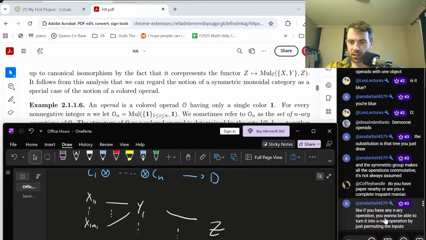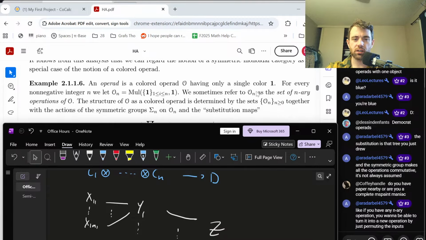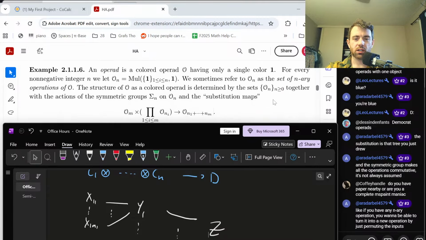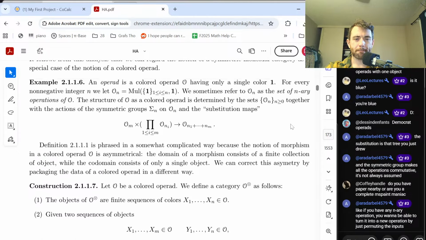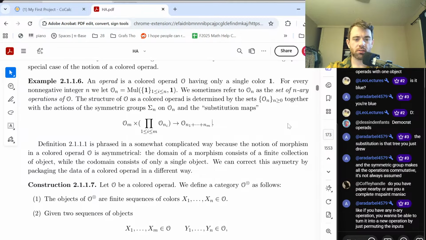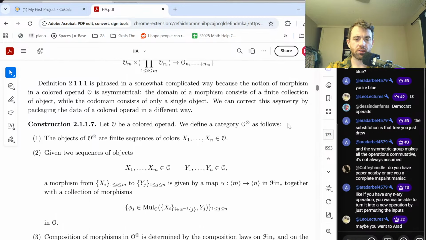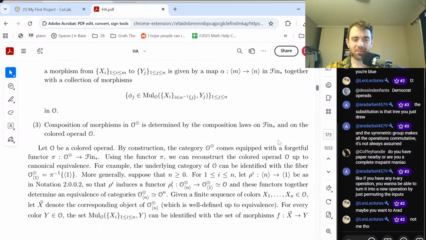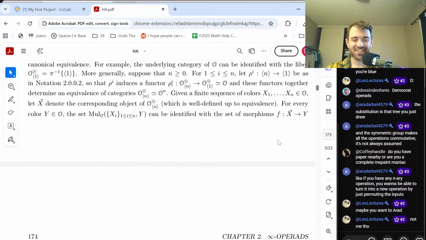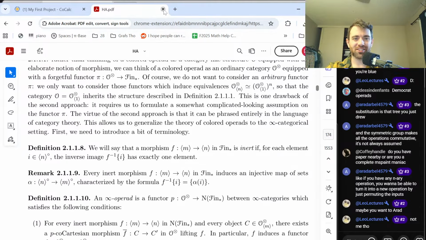If you have any n-ary operation, you want to be able to turn it into a new operation by just permuting the inputs. I agree. I'm still a little confused, but okay, whatever. Maybe you want to, Rad. Yeah, but what about the rest of us?